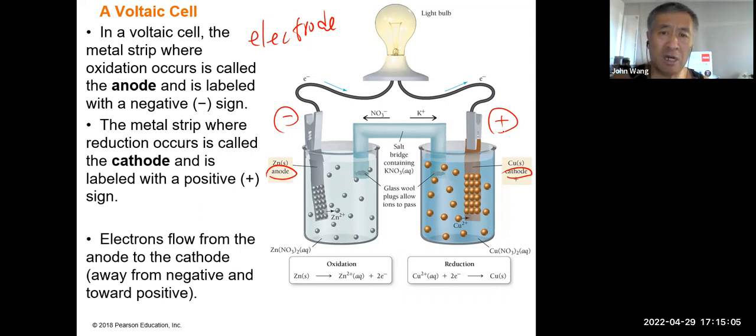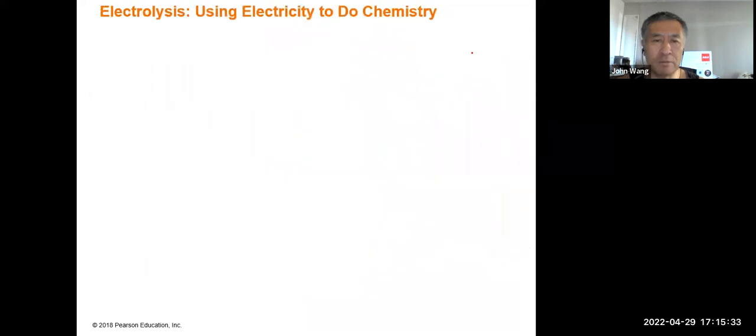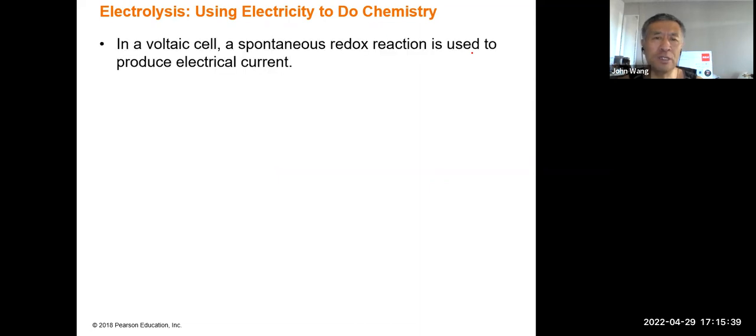Okay, so now we really harness and control the tendency. We force the electrons going out. They still want to go to the lower potential place. So it's like you have a waterfall. You can use the water to make hydro, to make some electricity power. But that's a different story. Using electricity to do chemistry, we want to reverse some of those reactions.